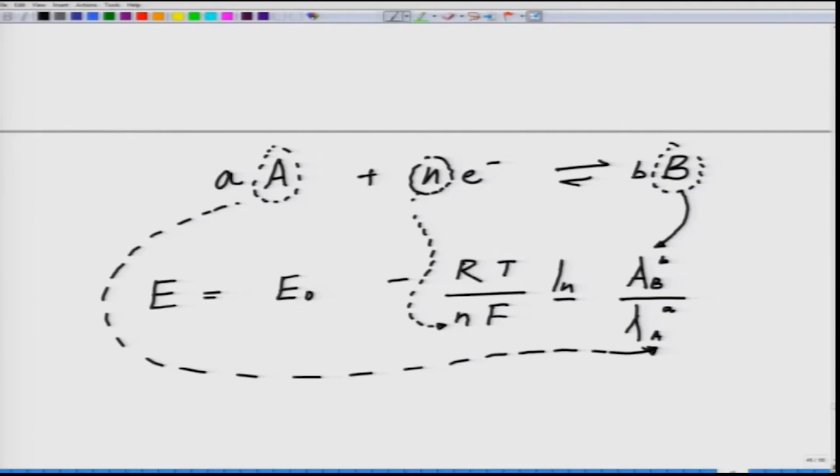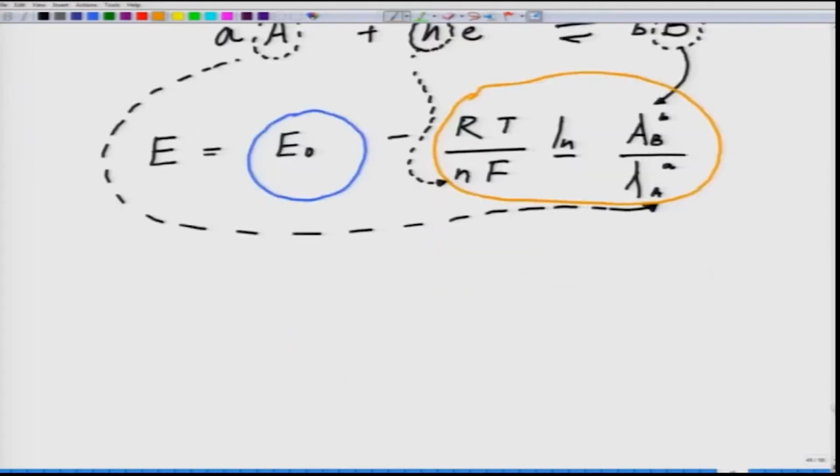Now, if you look at this equation, there are two terms. One is the standard potential and there is another term. This is your standard potential term and this is the second term. What are these two terms signifying? The net driving force for a reaction, as we have said, is governed by the Nernst equation and whose two terms include driving force under standard conditions.